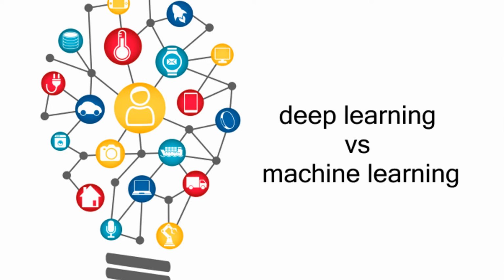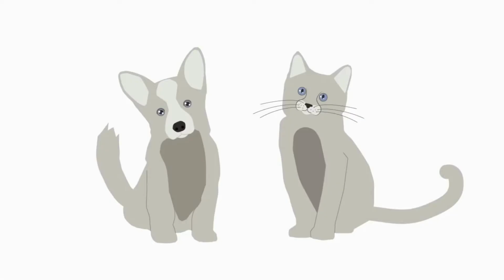Deep learning and machine learning both offer ways to train models and classify data. This video compares the two, and it offers ways to help you decide which one to use. Let's start by discussing the classic example of cats versus dogs.